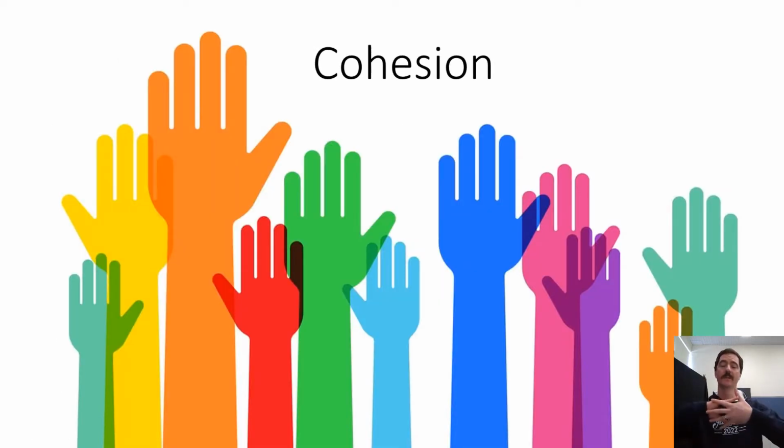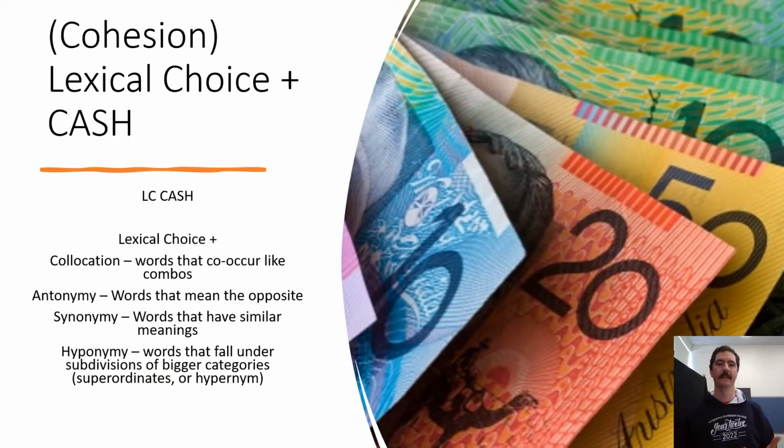Okay, so as we just said, cohesion is the sticking together of elements. And these are the things we use to memorize those elements. So LC CAFE is lexical choice plus CAFE. So collocation, words that go together in combinations: choc chip, fish and chips, salt and pepper, those sort of things that always go in combinations. Antonymy, words that mean the opposite. Synonymy, words that are related to one another. Hyponymy, as we've talked about before, you've got your superordinate or your hypernym at the top. Hyper means over, hypo means under. Hyponymy is fitting within a category.